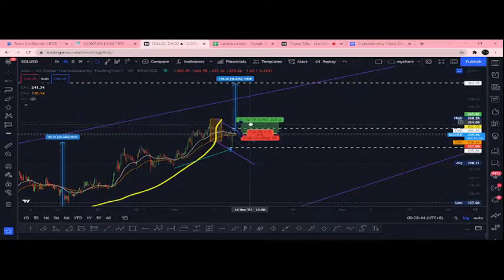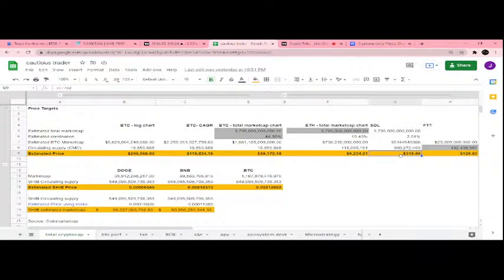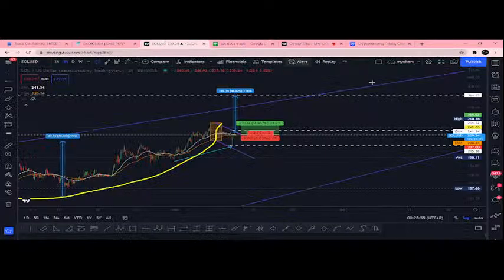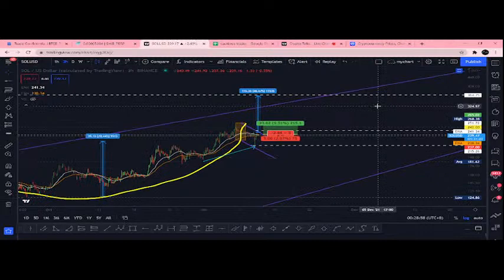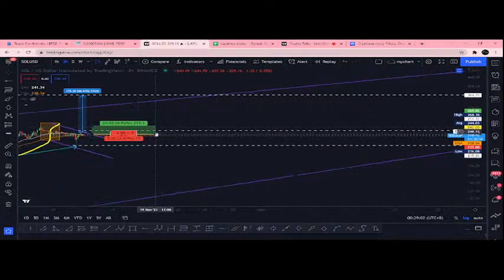TP1 at all-time high, and then next target to 300. We'll use this one on a conservative note, the 316 that we have computed here, and then third TP, of course, the 364. So if ever I might go long.